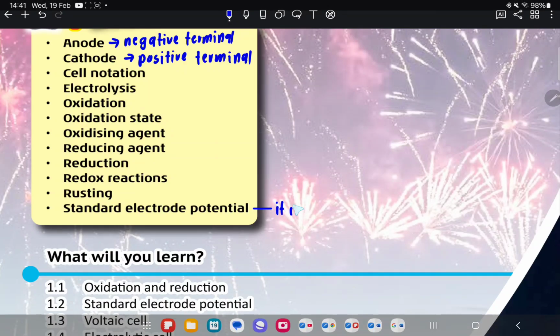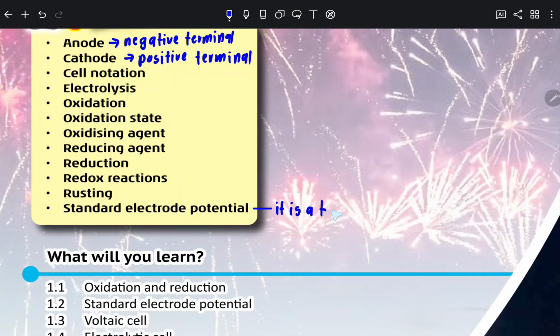It is a table, so that table will be given in exam. Okay, will be given in exam, so you no need to worry about memorizing the table, the content and everything. They will give you the table, it is just a matter of do you know how to use it or not. Okay, so for those that don't know how to use the table, you can comment in the comment box.